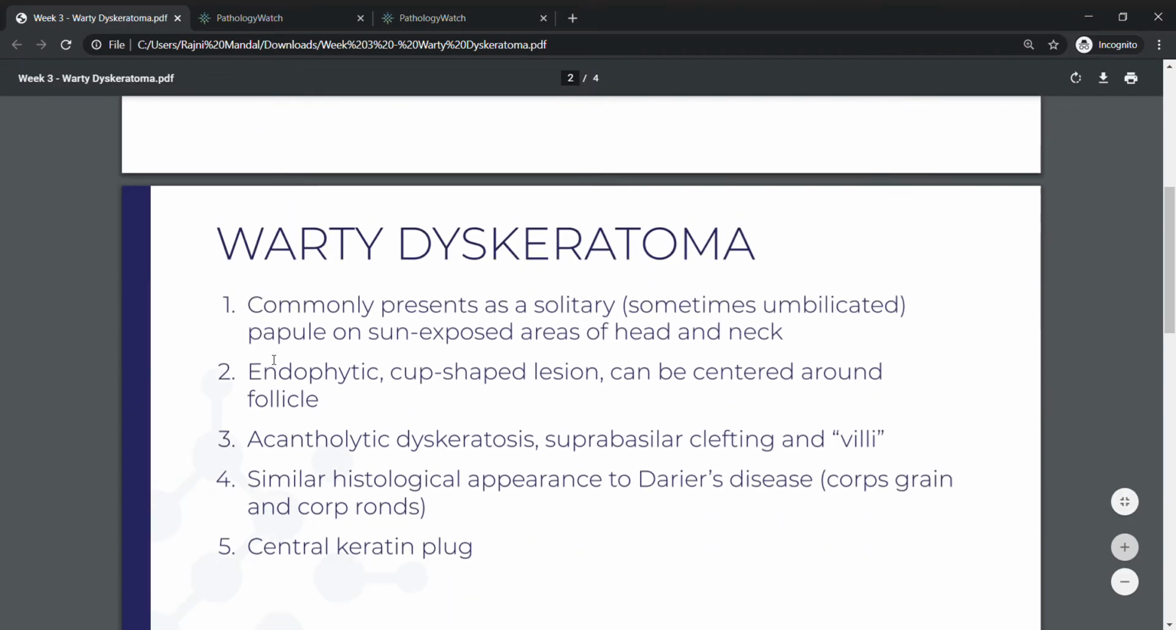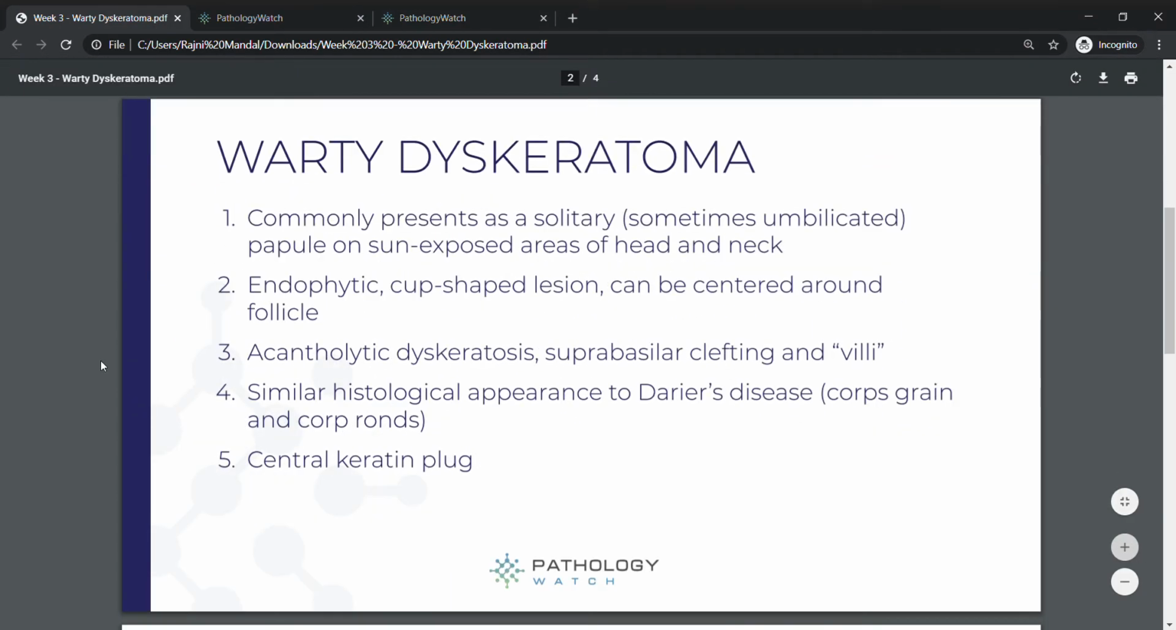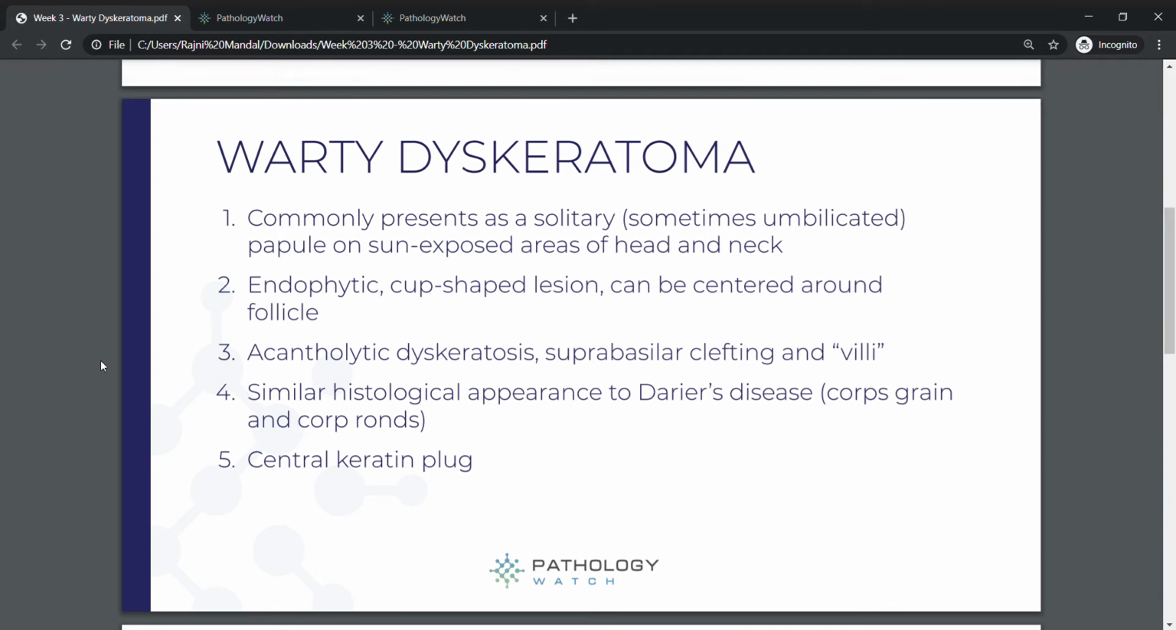So here are your 5 flashbacks for warty dyskeratoma. It commonly presents as a solitary and sometimes umbilicated papule on sun-exposed areas of the head and neck. It is endophytic, can be cup-shaped, and can be centered around a follicle. It is characterized by acantholytic dyskeratosis, suprabasilar clefting, and villi. It has a similar histological appearance to Darier's disease with acantholytic dyskeratosis, with corps grains and corps ronds. And it has a central keratin plug.